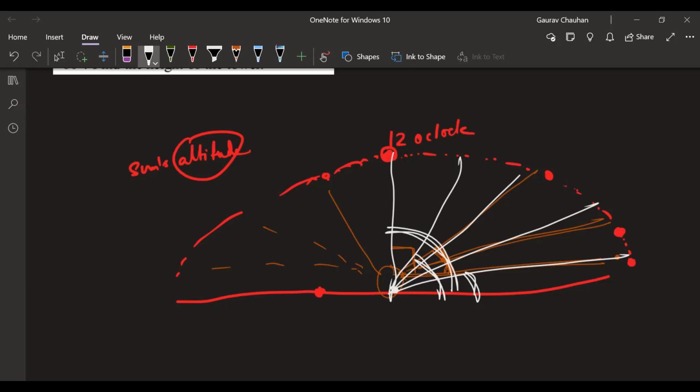What are we talking about when I say sun's altitude? Sir, I'm a little confused. What I understood is that the sun's altitude will be the angle at which we see the sun. Correct. The angle at which we see the sun, the line of sight of the sun with respect to the horizontal, right? Yes. Got it.